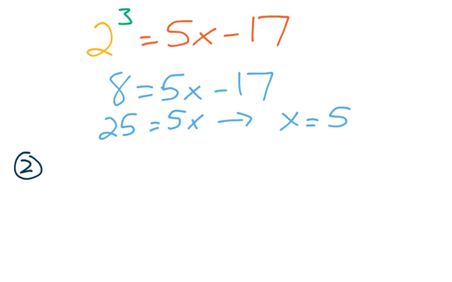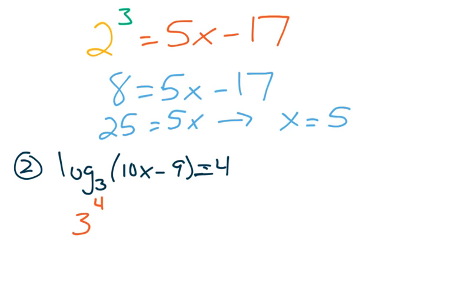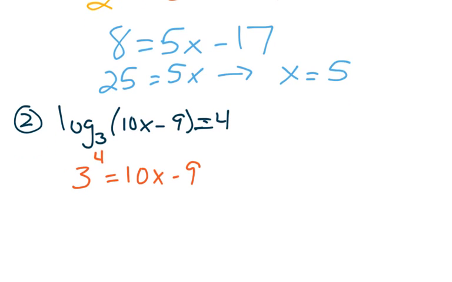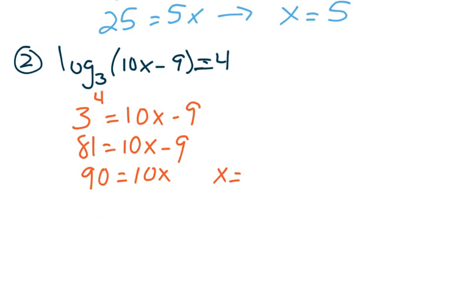Number 2, we'll try log base 3 of 10x minus 9 is equal to 4. Okay, again, rewrite it in exponential form. Your base becomes 3, your exponent is 4, and it's equal to what's left, 10x minus 9. 3 to the 4th power is 81. So 81 is equal to 10x minus 9. Two-step equation here, add 9 to both sides, that gives me 90 equals 10x, which means that x is equal to 9. Those are pretty basic examples.